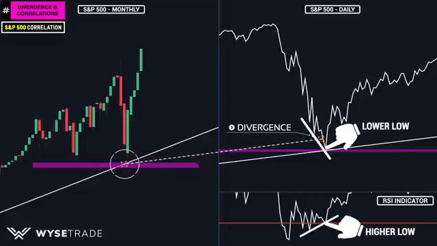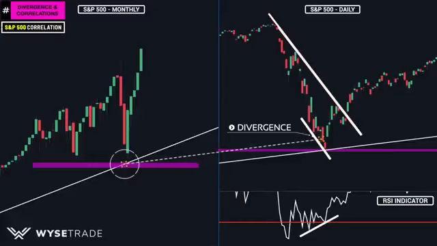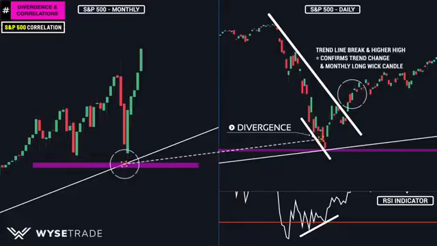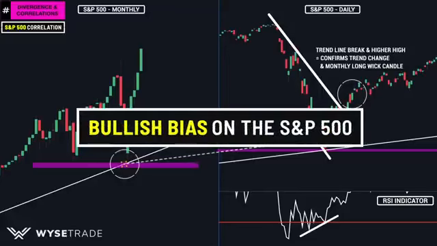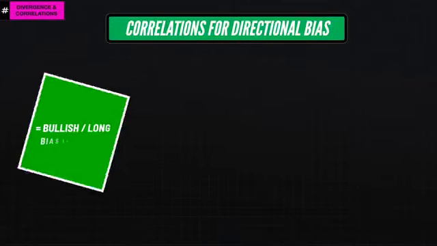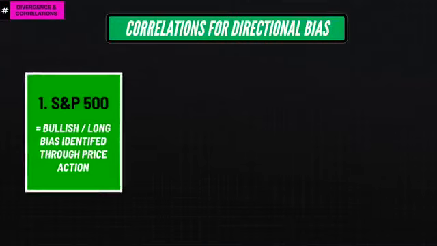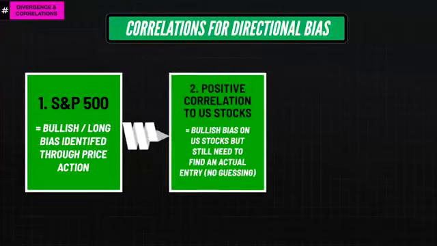So back to candlesticks. You then place your trend line above, and once price broke through it, you had your higher high, which again confirms the trend change and showing that the downtrend is over and that the larger uptrend can continue. So the monthly is now confirmed by the daily trend change, which then gave us a bullish and long bias. Now, this is where correlations comes in. Again, we first found price action on the S&P 500 that gave us our bullish long bias. Then, since the S&P 500 has a positive correlation with US stocks, this again gave us a bullish long bias on US stocks we were watching.